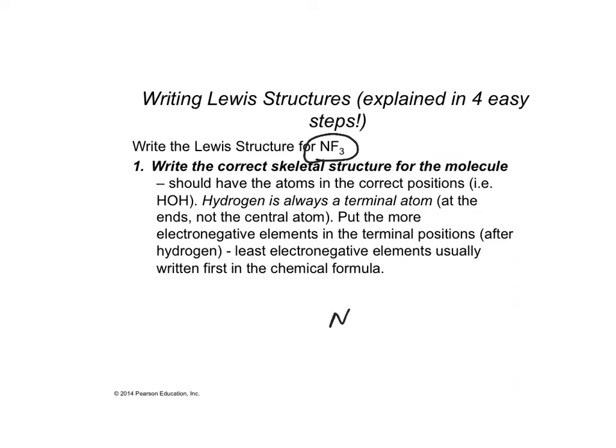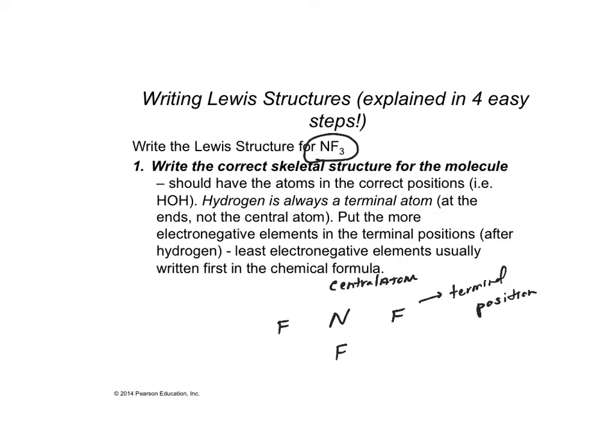Nitrogen is going to go in the middle. We're going to call this our central atom. The 3 fluorines are going to go on the outside of the nitrogen. These fluorines on the outside, we call our terminal atoms. They're in the terminal position. They are not bonded to anything else except our central atom.